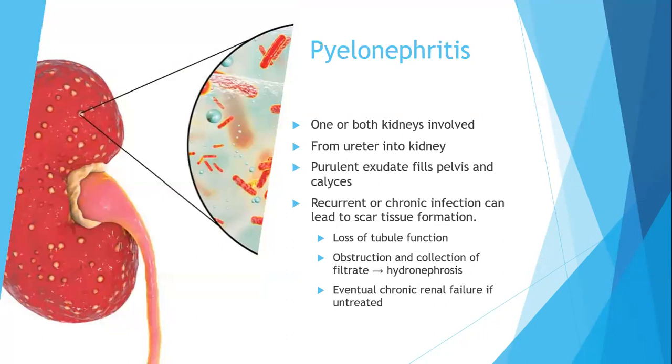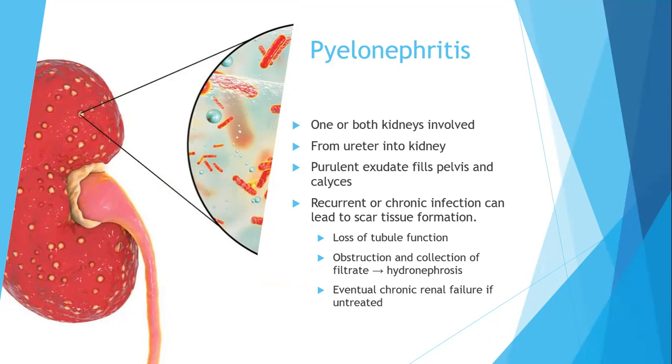Pyelonephritis is where one or both kidneys are involved in the infection from the ureter into the kidney. So the purulent exudate can fill the pelvis of the kidney and the calyces. Recurrent or chronic infections can lead to scar tissue formation and loss of tubule function. So that's a problem because we know how important those kidney tubules are. Like I said, we're going to go from least bad to most bad. So we're headed down the road.